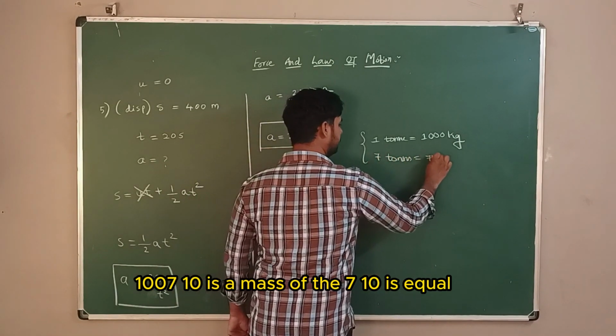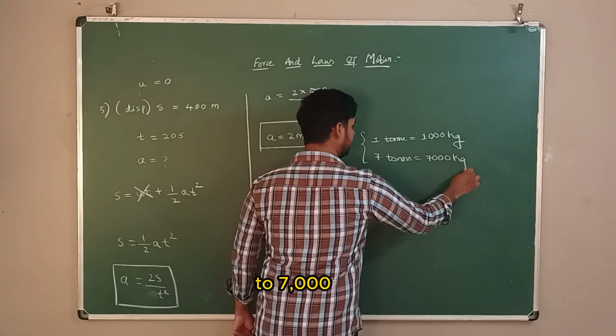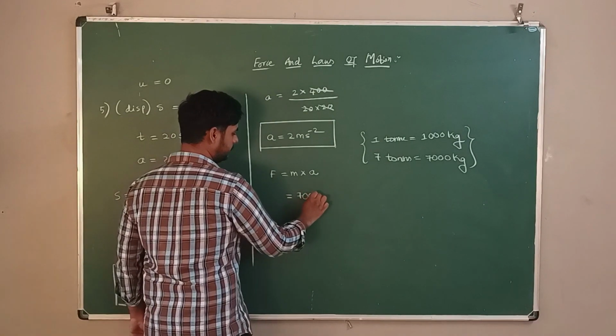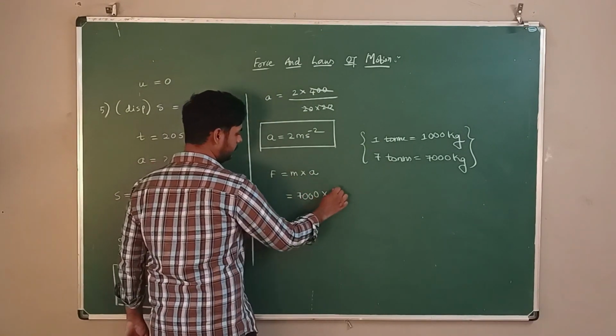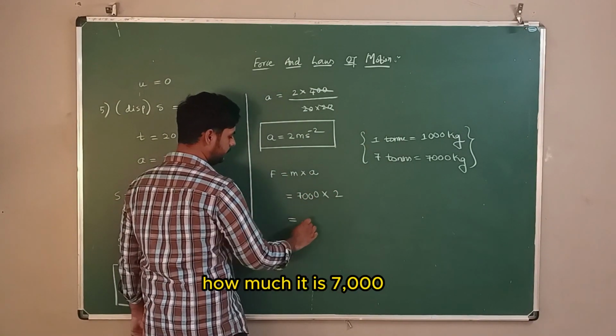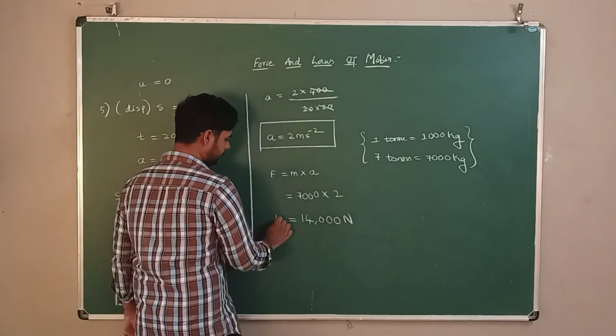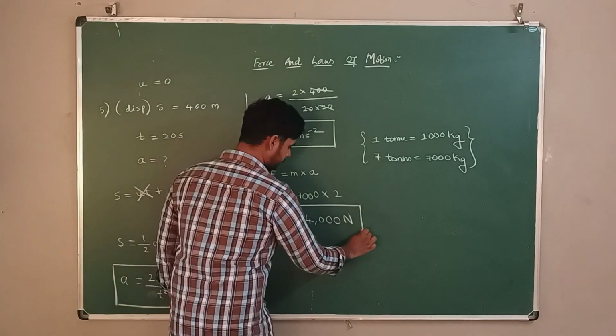7 ton is equal to 7000 kg. So mass is 7000 into acceleration is 2. How much is it? 7 twos are 14,000 newtons is the force.